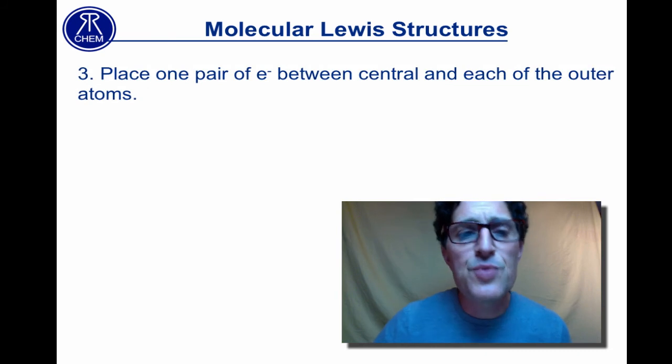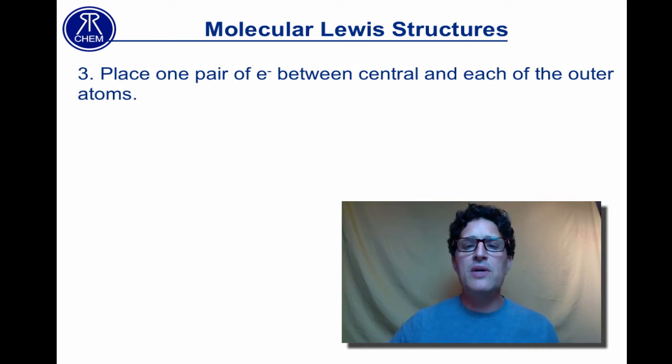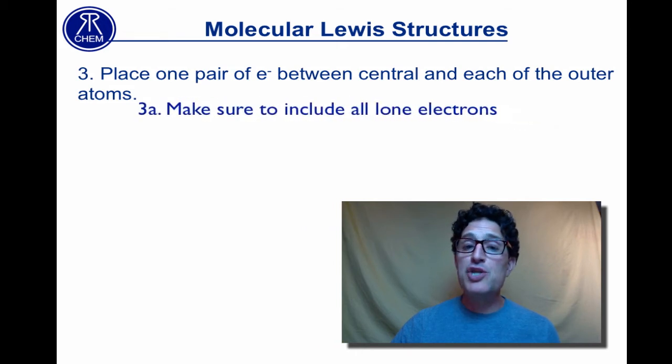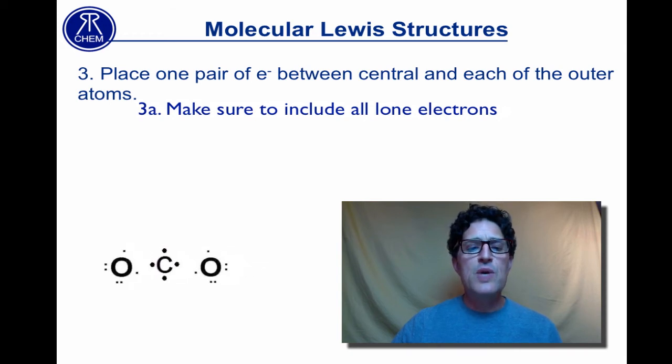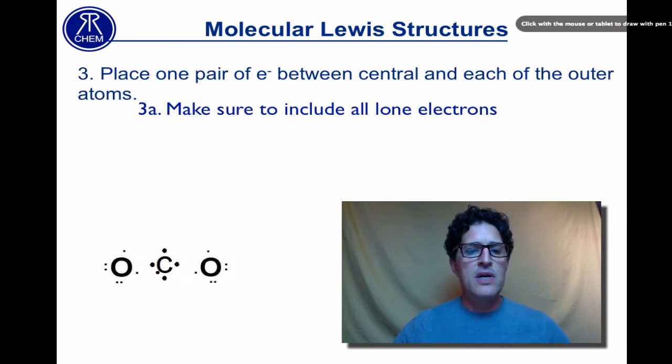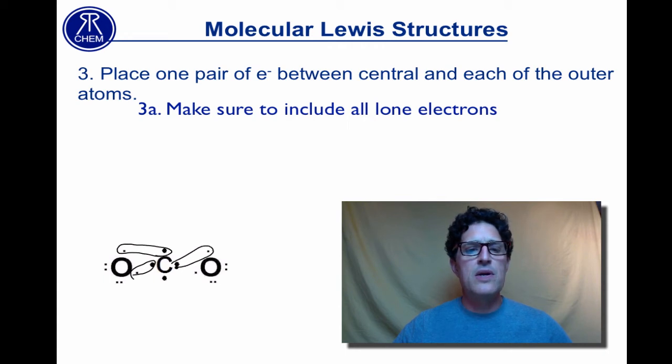If we continue, the third rule says to place 1 pair of electrons between the central and each of the outer atoms. And make sure to include all of the lone electrons. So if we do that, you can see we've got carbon surrounded by oxygen. And if we look here, here's going to be 1 pair of electrons. Here's going to be another pair of electrons that are going to form a covalent bond. Here's another pair over here. And then the last pair is over there. You'll notice I've also got the lone pairs of electrons around the oxygens.